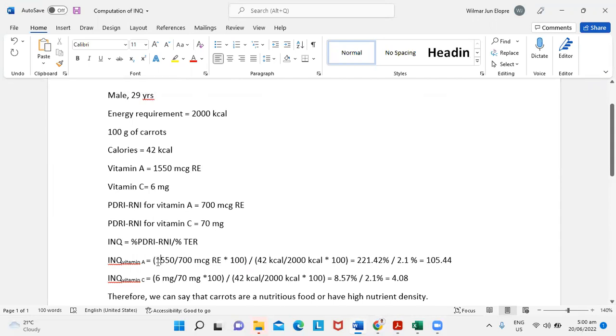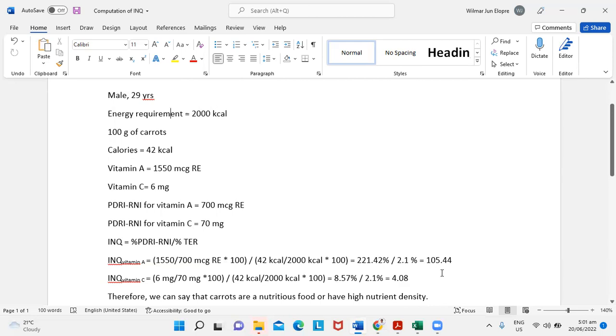Okay, so 1,550 divided by 700 micrograms RE. Remember that ang denominator sa percent PDRI is the PDRI itself, the RNI in the PDRI, which is 700 micrograms. So 1,550 divided by 700 times 100, so pila na? 221.42. Then, ang denominator is the percent TR. Okay. So, to derive that, the actual calorie content of the food, which is 42 calories, i-divide na to sa TR, which is again 2,000 calories. So 42 divided by 2,000 times 100 is equal to 2.1. So kung ato na siya i-divide ang 221.42 divided by 2.1, it would give you around 105.44.